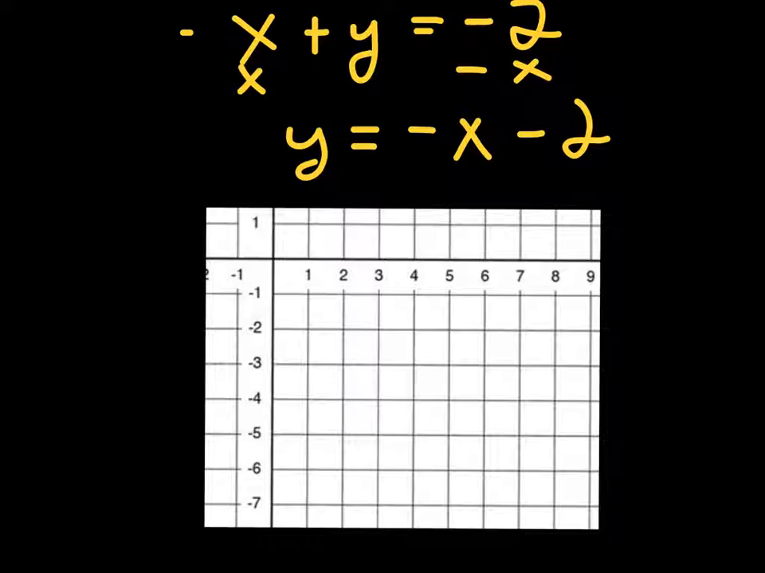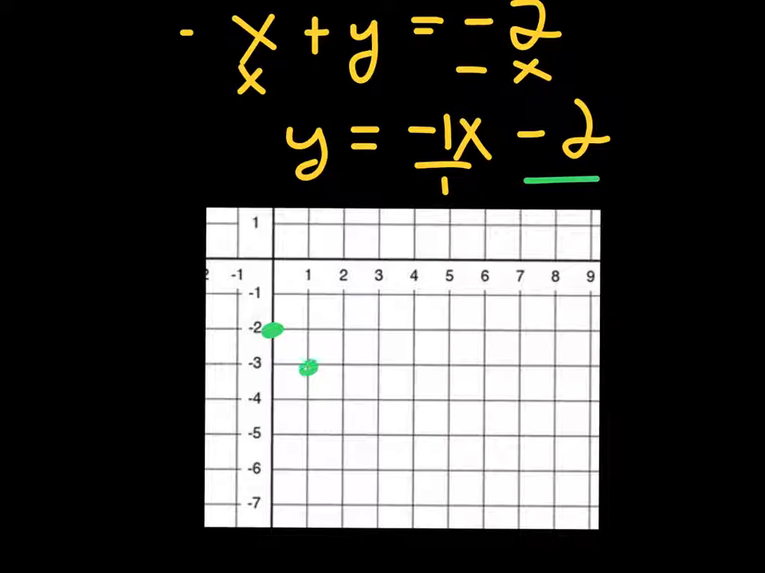Now you're in y equals mx plus b. So my y-intercept is negative 2, so I'm going to go to negative 2. And then I'm going to look at my slope, and there's a 1 there, even though it's not written. It's a negative 1 over 1. So there's a negative 1 here, and it's over 1. And so my slope is down 1 to the right 1.